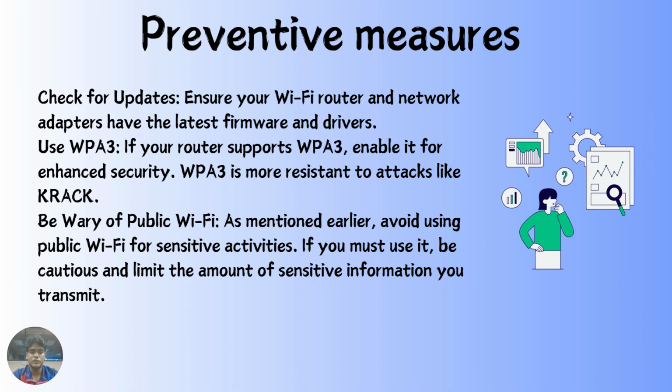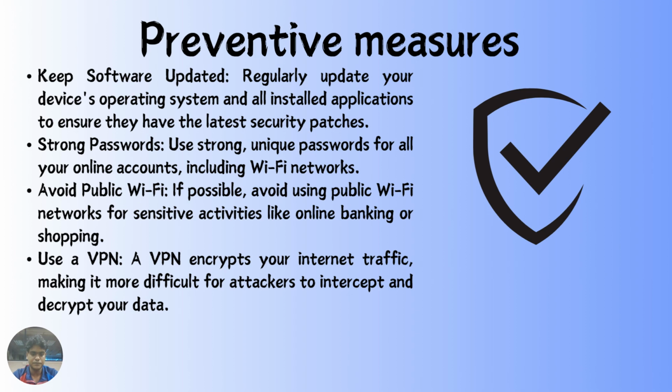So what do we do? We can prevent this by taking these preventive measures. Check for updates: ensure your Wi-Fi router and network adapters have the latest firmware and drivers. Use WPA3: make sure your router supports WPA3, and enable it for enhanced security. Be wary of public Wi-Fi. As mentioned earlier, avoid using public Wi-Fi for sensitive activities. If you must use it, be cautious and limit the amount of sensitive information you transmit.